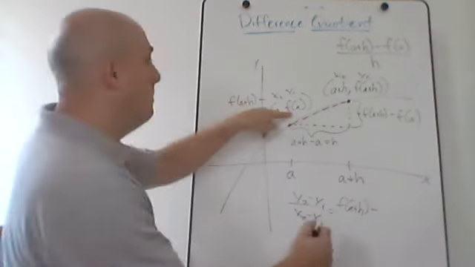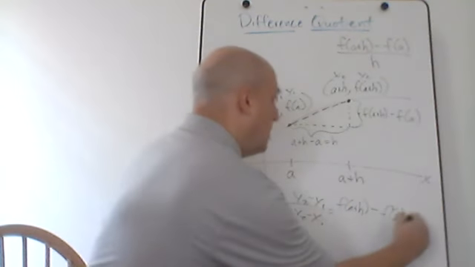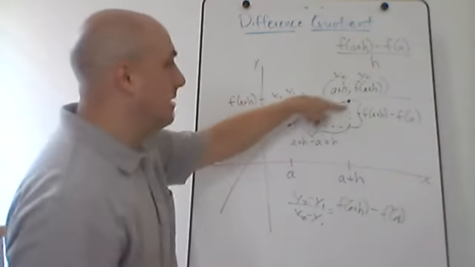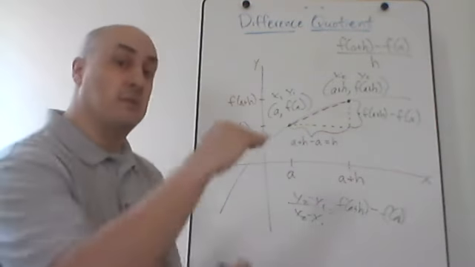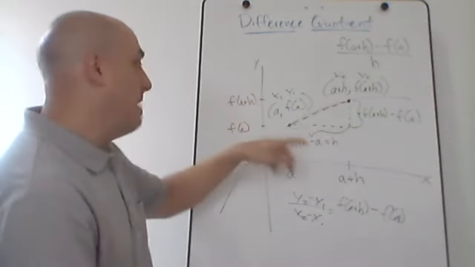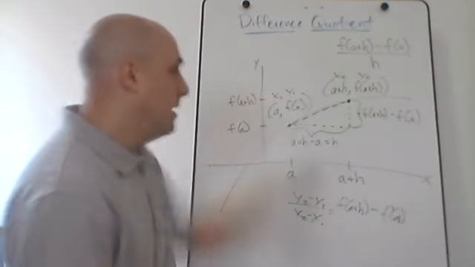Right, minus y1, that's f of a. And that's what this over here says: the length of that vertical side is f of a plus h minus f of a. It's the difference in the y values, or the rise in my function from this point to that point. That gives me my rise.